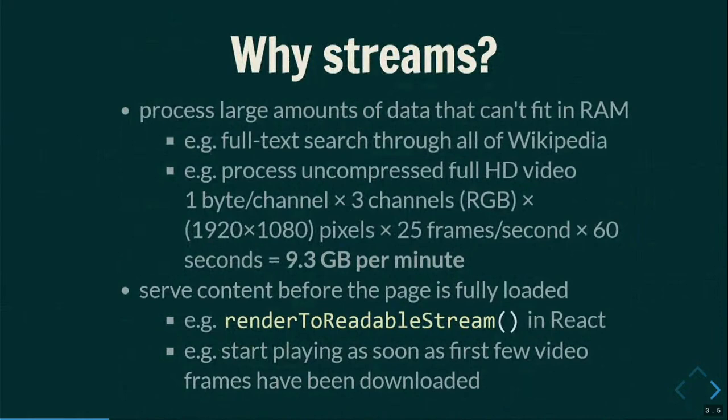So, why would you need streams? Well, as I said, you might need to process a large amount of data that doesn't fit in main memory, in main RAM. So, for example, you might want to do a full text search over a large quantity of data, like the entirety of Wikipedia, which I looked up actually. It turns out if you compress Wikipedia, it only takes up like 22 gigabytes, and we have RAM that big these days, so this might not be applicable anymore. Computers are just getting faster and bigger all the time.